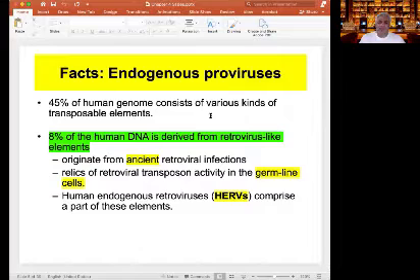So let's talk about this. Endogenous proviruses. We do know that this theory has a lot of support because up to 45% of your genome is made up of transposable elements, which in itself is fascinating. But we don't have the time to go into that. The important thing is that 8% of the genome is derived from sequences which look like retroviral precursors.